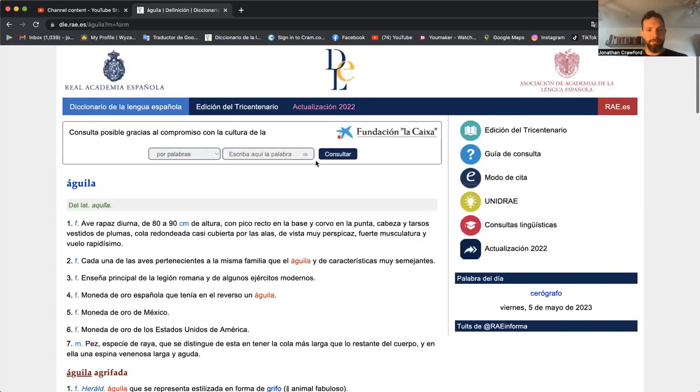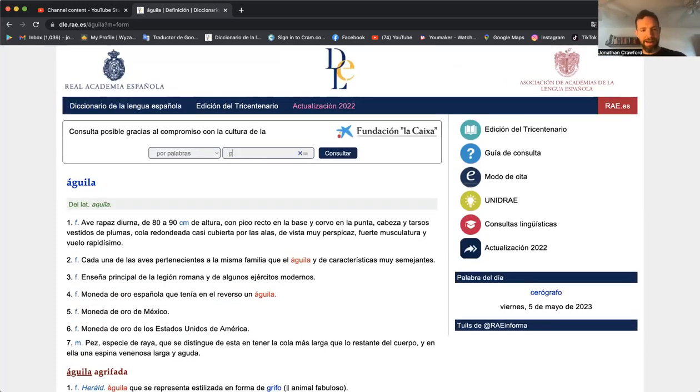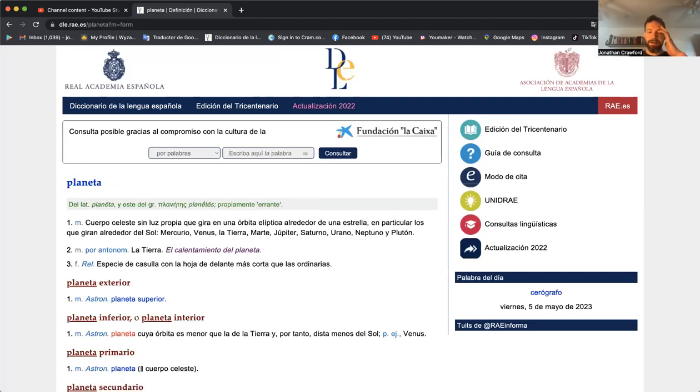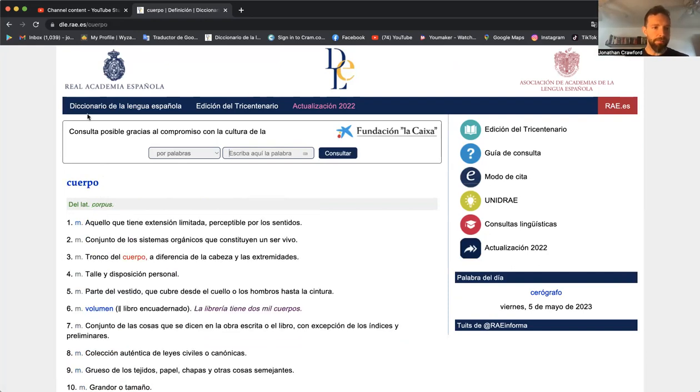You can go to this website. What's another one? Planeta. You would think that planeta would be a feminine noun, but it isn't. Planeta, which means planet, is el planeta. And look, you can see right here, it says masculine. And look what it says. Cuerpo celestial is what it said.